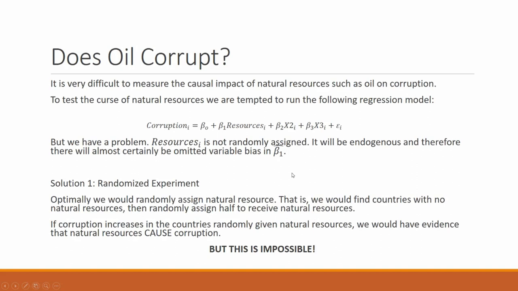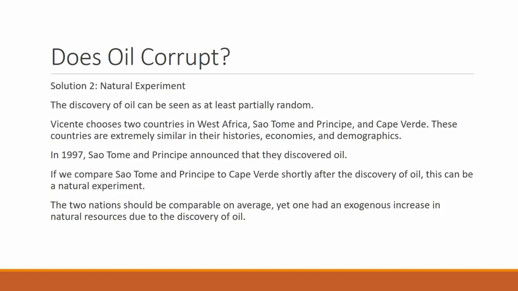Now, the best way of solving this would be a randomized experiment. What we could do is find countries that have little to no natural resources and then randomly assign half of them to receive natural resources and then compare them and use a real experiment to study the impact of natural resources on corruption. But the problem is that's impossible. And so we can't use a randomized experiment in this context. But perhaps we could use a natural experiment.